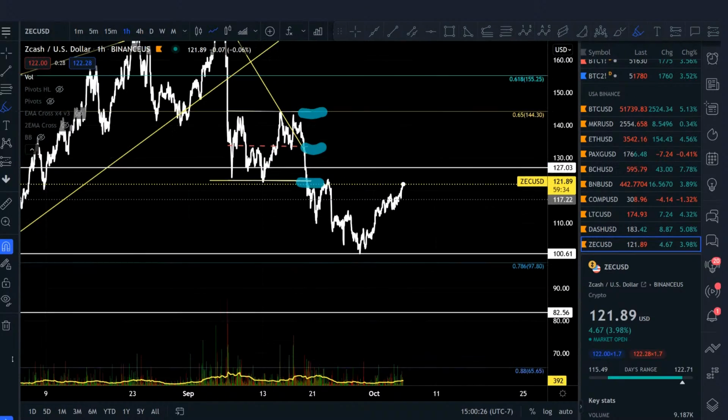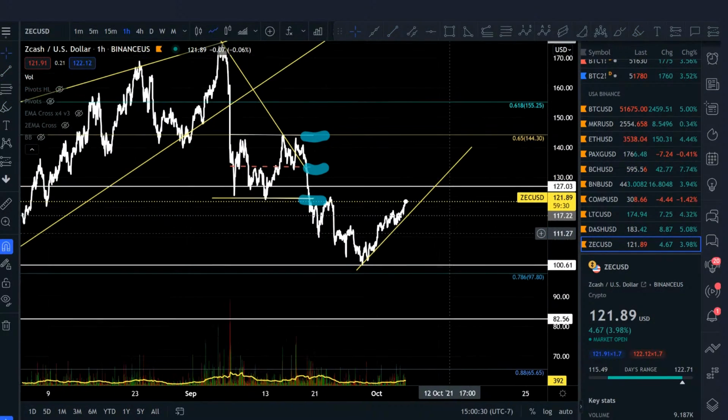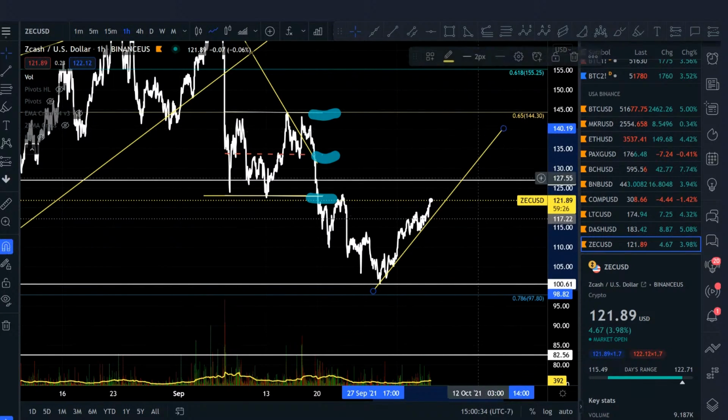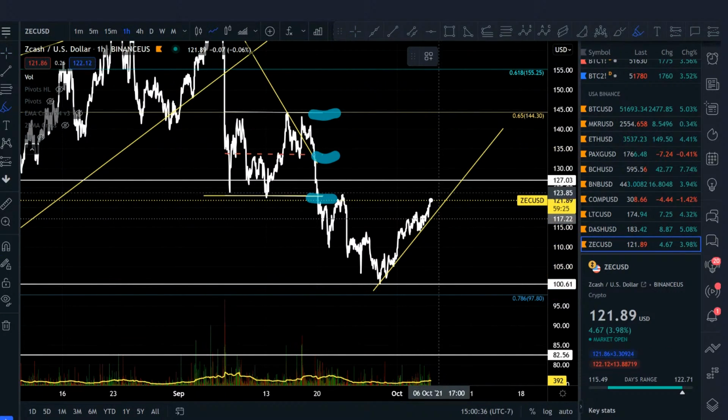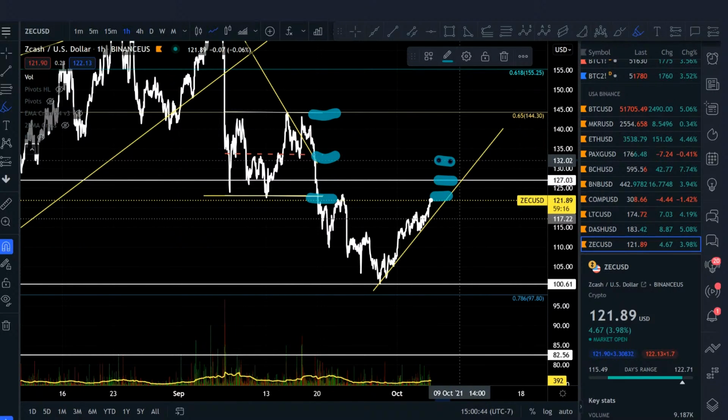Next, Zcash. Same deal. I'm keeping on line charts, make it easy for people to see. Bounced off this trendline support right here to the resistance zone. So next resistance is 127, 132. Support 117.